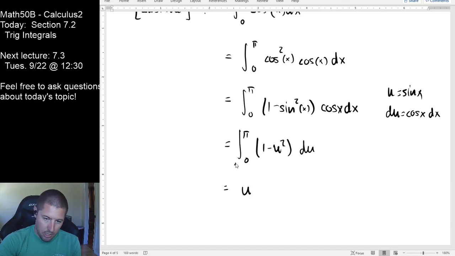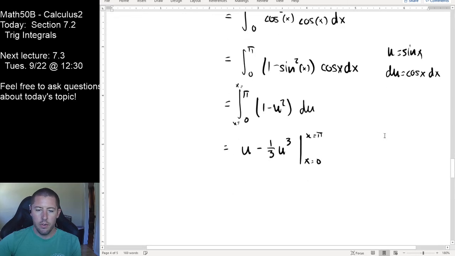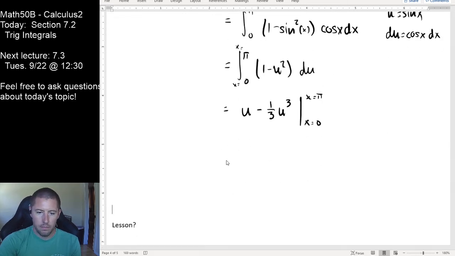Oh my gosh, I want to make sure I don't do this wrong. These are x values now. I've converted into u, so I should remind myself that those aren't u's, those are x's. So I'm going to get u minus 1/3 u cubed evaluated from x equals 0 to x equals pi. And so all we've got to do is go grab our u, which was sine. So sine x minus 1/3 sine cubed x evaluated from x equals 0 to x equals pi.